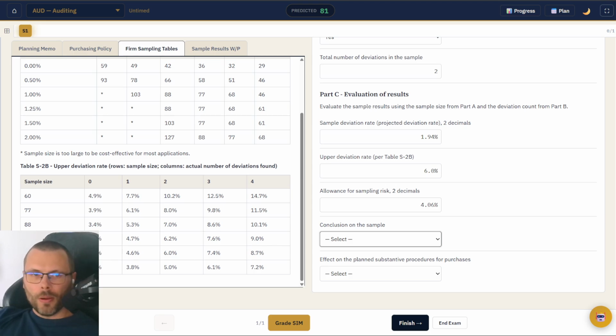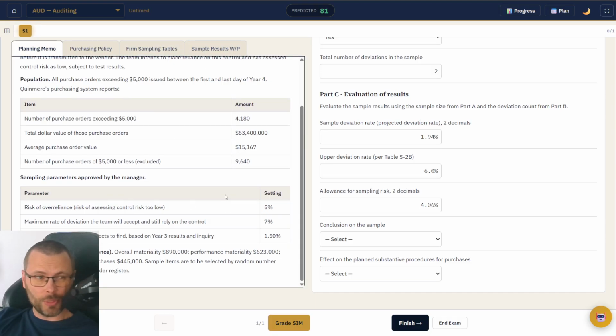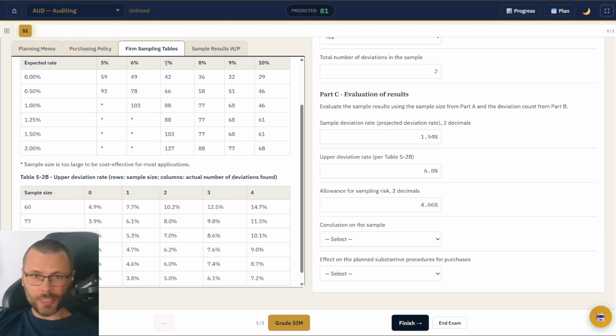So the upper deviation rate is 6%. Our tolerable rate, that's what you remember from the very beginning, is 7%. So we are within the tolerable rate. The 6% is less than that. So we can rely on this. We don't have to do any further procedures, at least for this one. That's why I like A here. I don't like B. Let's see what C says.